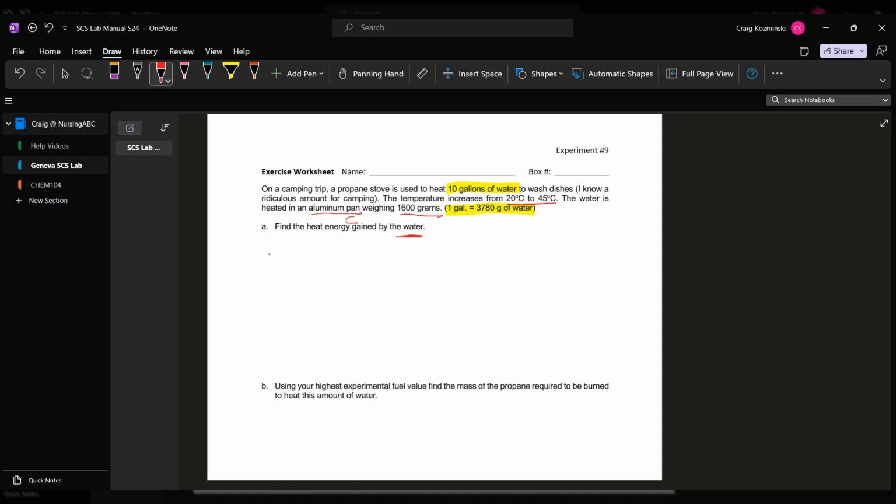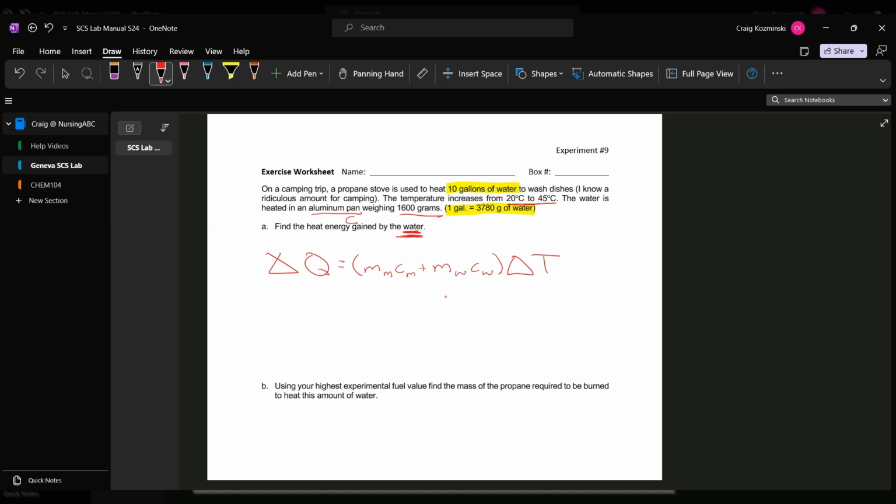So to calculate the heat energy gained, this is a bit of a mistake. It shouldn't say the heat energy gained by the water, but the heat energy gained by the pan and the water. So the calculation we'll be using is delta Q is going to be equal to the mass of our metal pan times its heat capacity plus the mass of the water times the heat capacity of the water times our delta T.